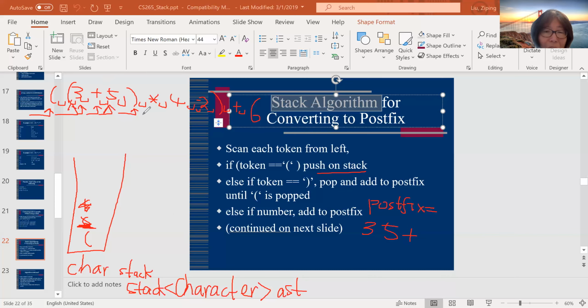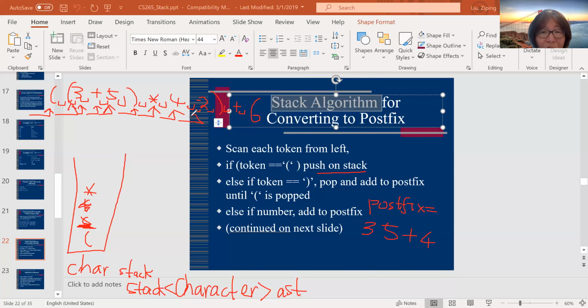And the next thing you are going to see is an operator. If it's an operator, you need to compare with the top of the stack. Because the top is a left parenthesis, you just push it to the stack, okay? And the next thing you're going to see is a number. If it's a number, we apply it to the postfix expression, okay?